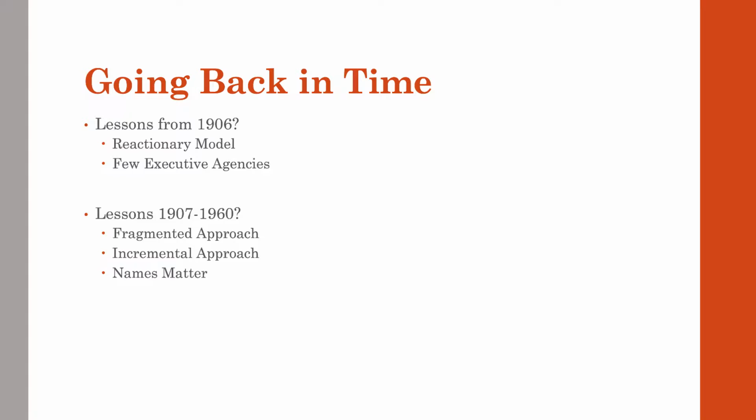And what we'll talk about in the audio lecture is the reactionary model that Congress works from, and how we've had a proliferation of executive agencies that makes looking back a little difficult, because we say, why not create a new agency? Why not do something more holistic, more large scale? And that just didn't exist in 1906.